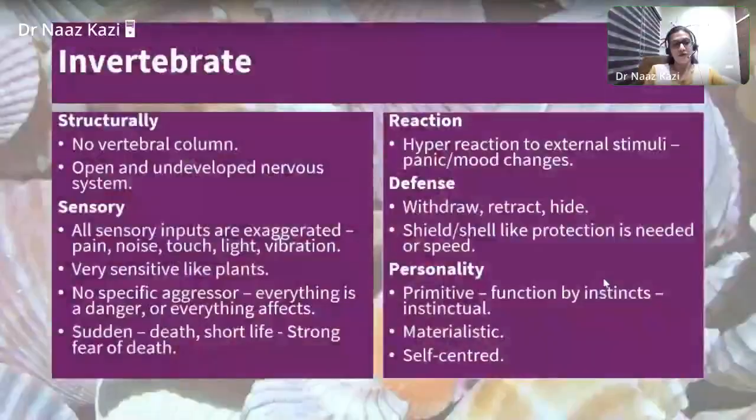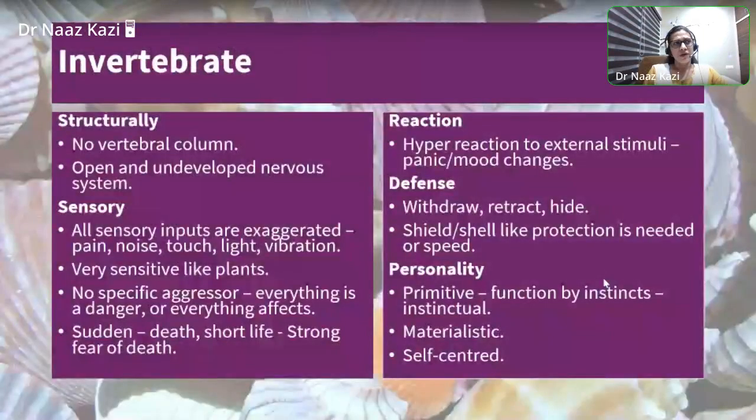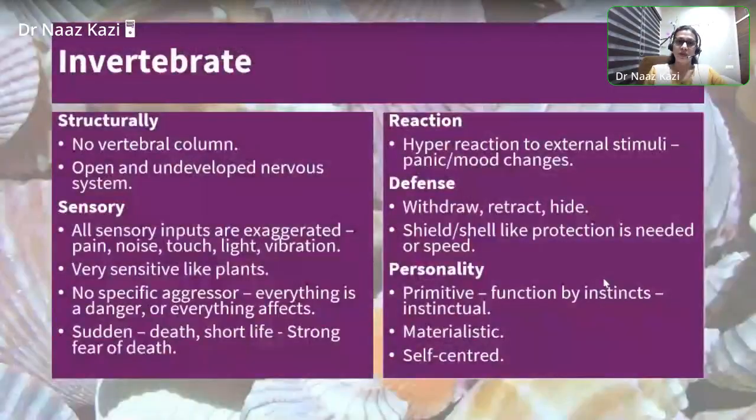Now, in the way that these sensory inputs are experienced in an exaggerated manner, even the reaction has to be the same way. So the reaction is in a hyper form. They hyper react to everything. They have a lot of panics, extreme mood changes. The defense will be to withdraw, to retract, to hide. They would always need a kind of shell or shield like protection. Or there can also be speed.